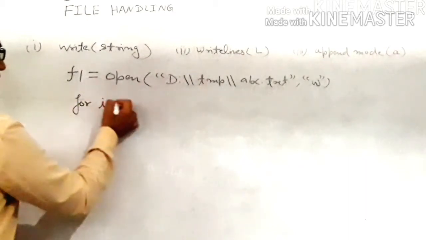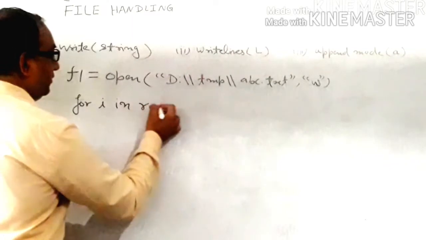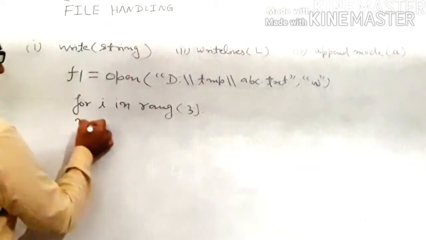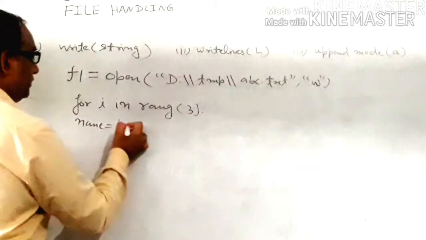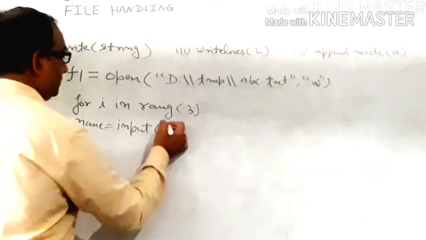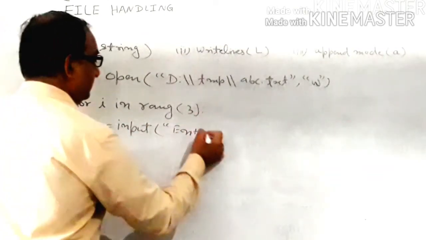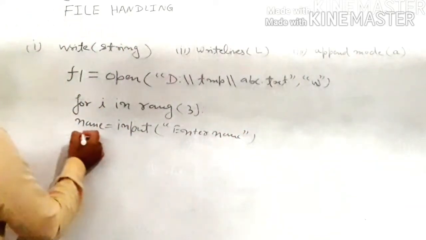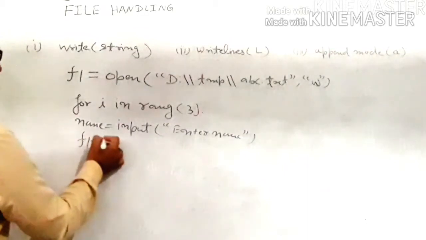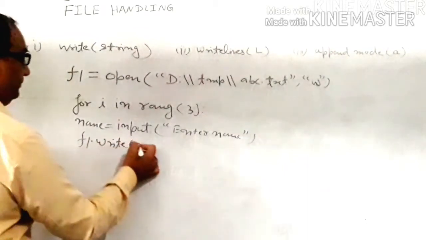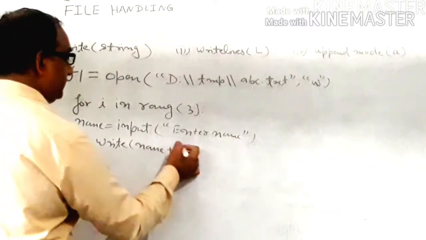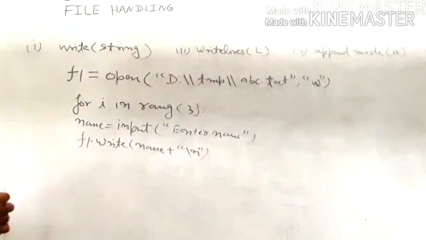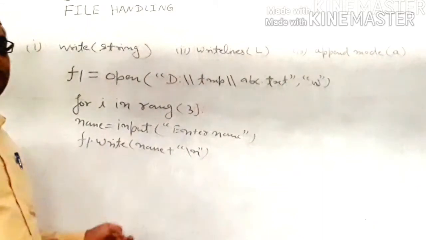for i in range 3 colon, name is equal to input, "Enter your name" in double quotation marks, and then we call the file handler with the write function. We write name plus double quotation \n. That is used for the deliberate end of line. So we use the end of line here.